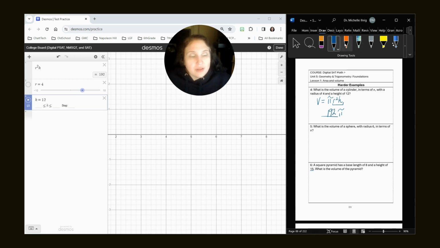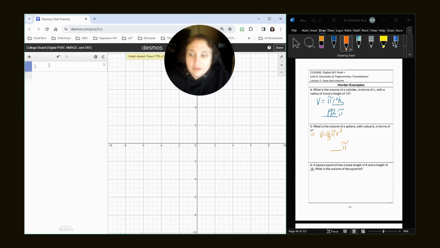In the next question, it says, what is the volume of a sphere with a radius of 6? The sphere formula, which is on the formula sheet, is 4/3 pi r cubed. Because it wants it in terms of pi, we're going to have a number, and then we'll have pi at the end. So back over here, I'll delete all my formulas and we'll do the same thing. We're going to do 4/3.